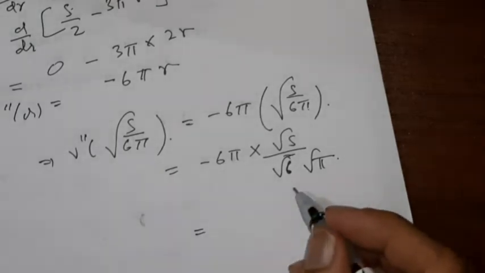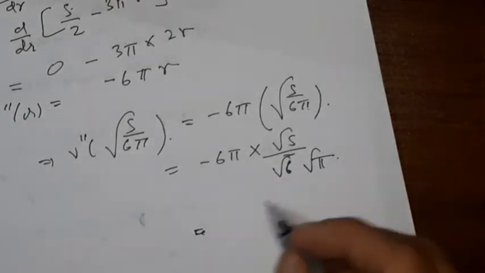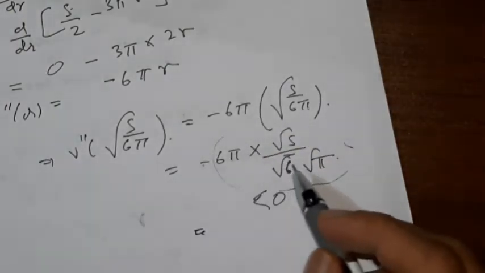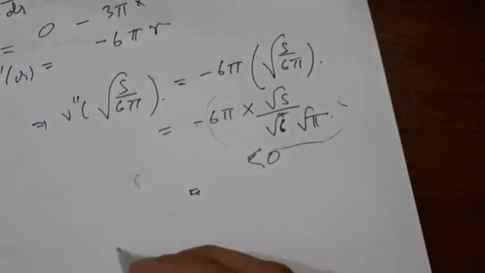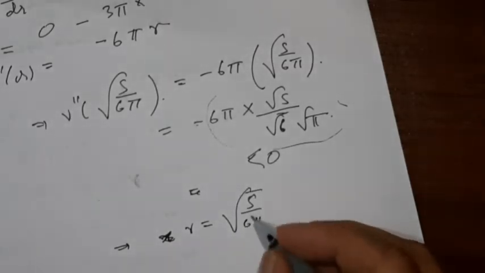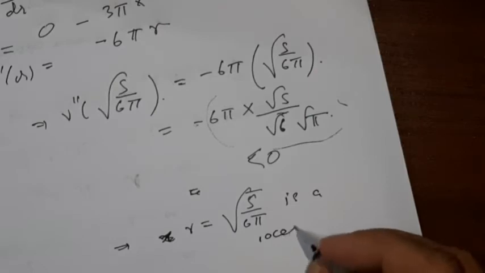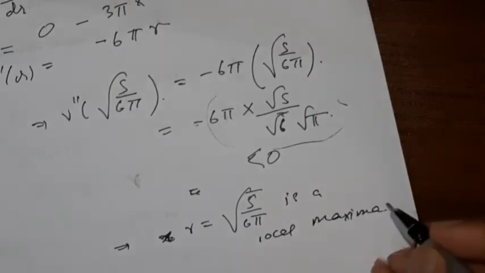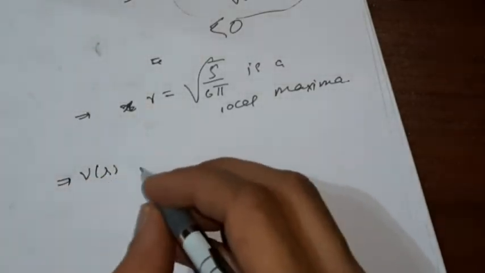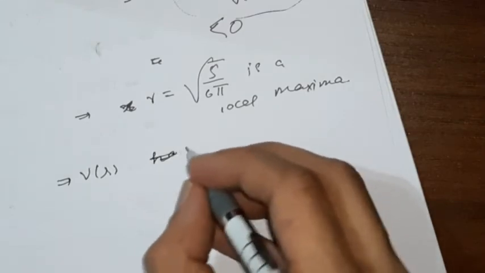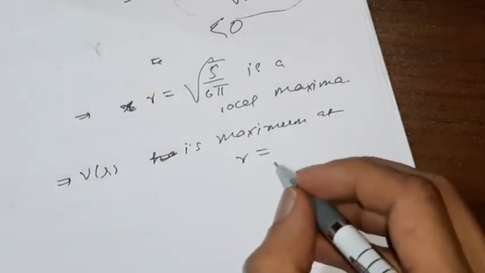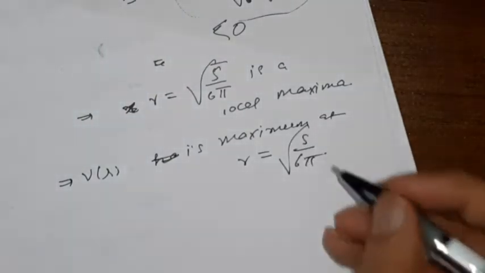Whatever this is, it is negative. This is some positive number, but minus of that positive number is negative. So r equal to root of s divided by 6 pi is a local maxima. That means the function V of r is maximum at r equal to root of s by 6 pi.